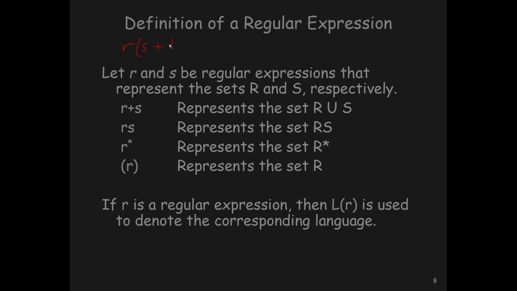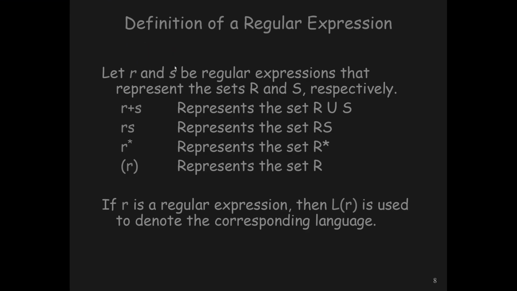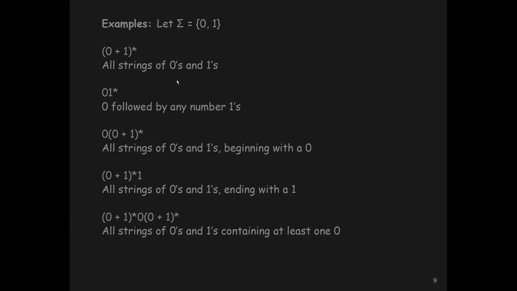So let's say the concatenation of R with S plus T. First you do this, which is the union of the two regular expressions, or the two languages corresponding to these regular expressions, S and T, and you concatenate that with R from the beginning, or whatever strings might be in the regular language corresponding to R.